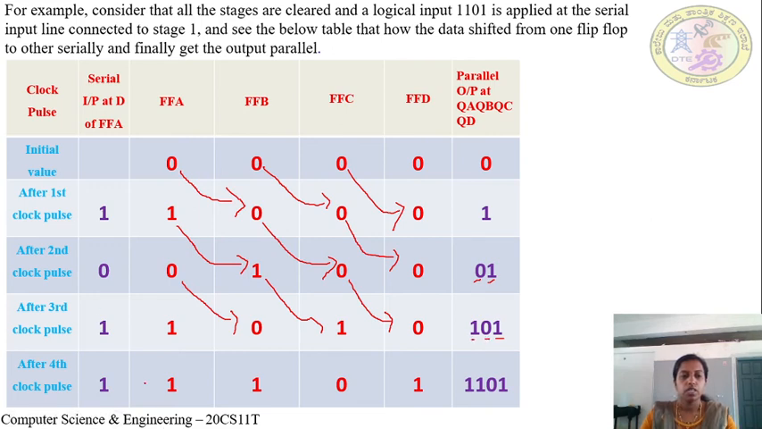Now one more bit needs to be given to FFA. So 1 is given as the input for FFA. The previous value of FFA is shifted to FFB, the previous value of FFB is shifted to FFC, and the previous value of FFC is shifted to FFD. Hence we have shifted one more bit: 1, 1, 0, 1. So we have got all the bits on the output, that is 1, 0, 1, 1, in parallel form.